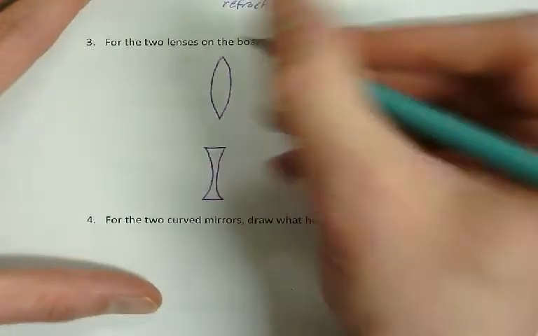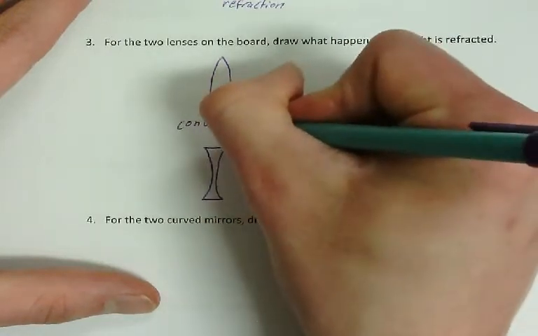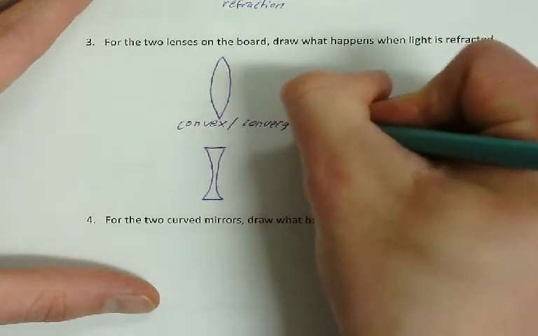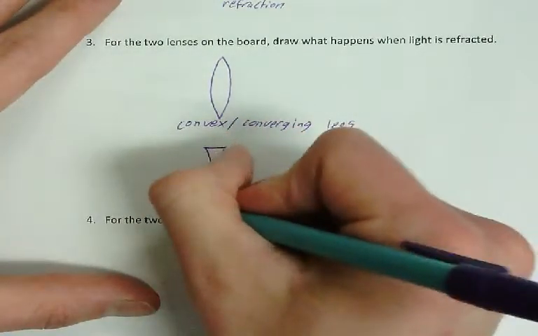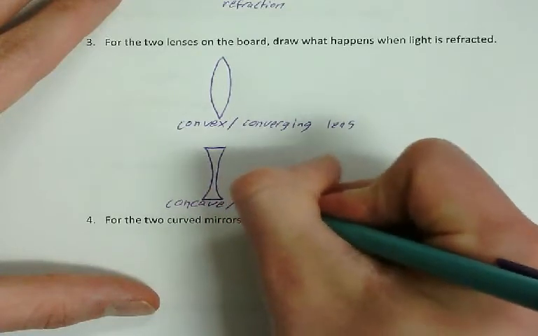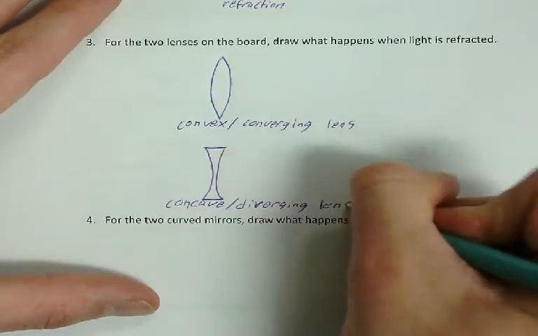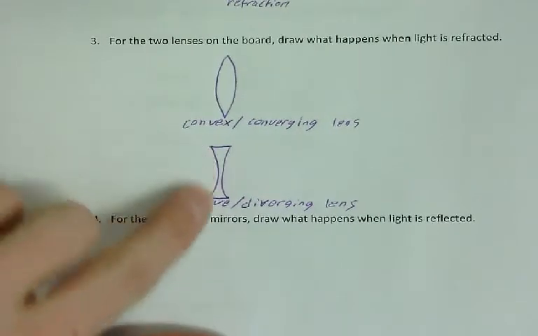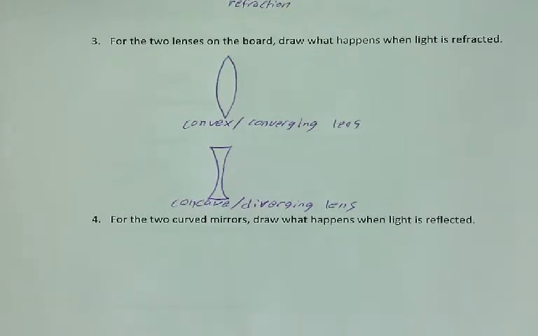Okay, so this is called a convex or converging lens. And this is called a concave or diverging lens. And if you need help remembering them, here's how you remember them. Concave caves in. See how it kind of looks like a cave entrance? I know that's kind of cheesy and lame, but that's the way I remember them.